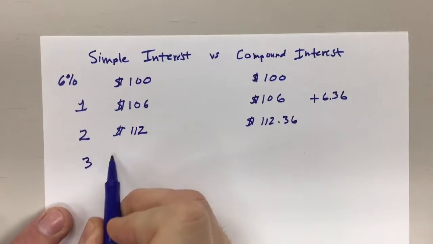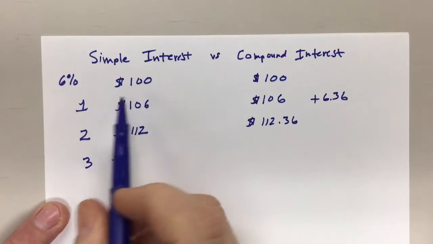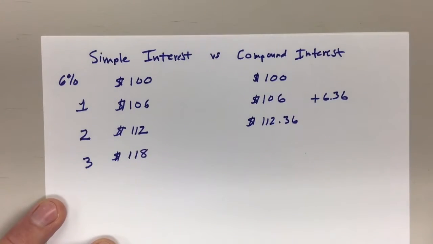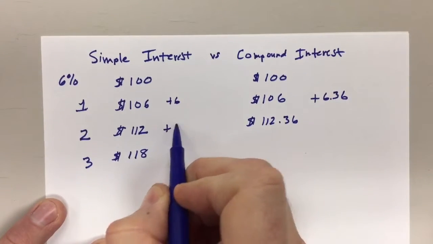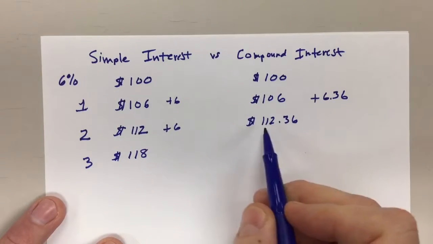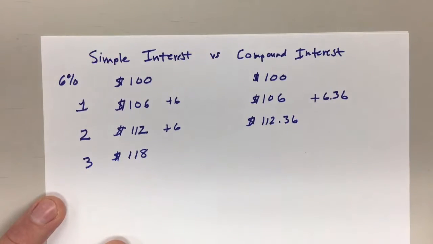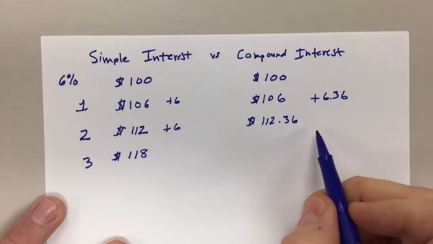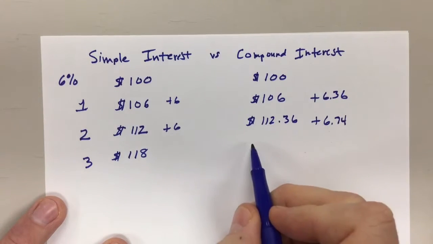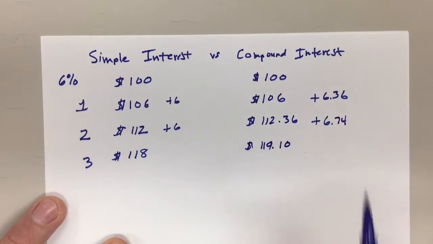At year 3, with simple interest, again they go back to the original $100, compute 6% of that, which would be $6, and add it to our $112. So you notice every year we're gaining $6. For compound interest, at year 2, we would earn 6% of the $112.36. So we would take $112.36 times 6%. This time we earned $6.74. Adding that to my $112.36, I get $119.10.